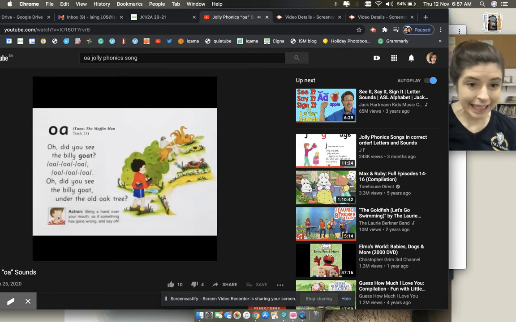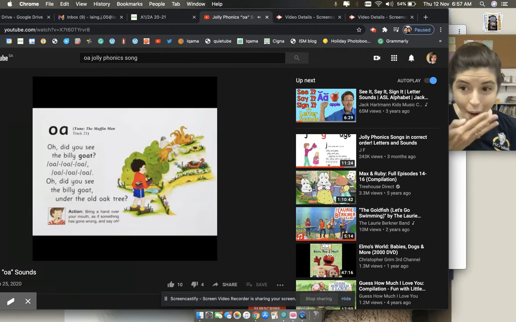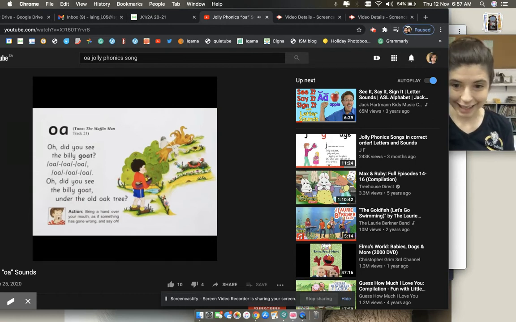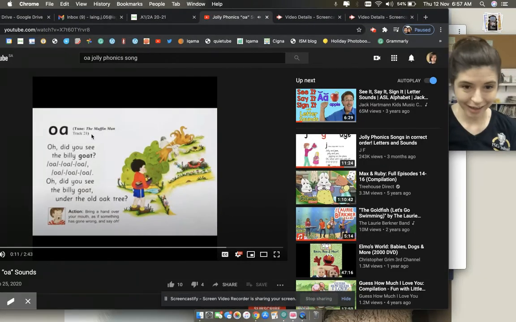Oh, did you see the billy goat? Oh, oh, oh, oh, oh, oh, did you see the billy goat under the old oak tree?